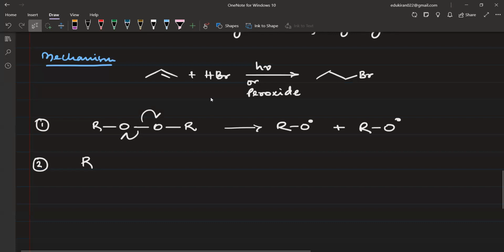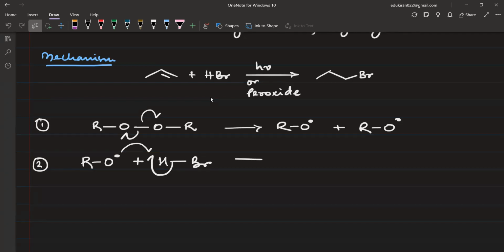In the second step, this RO free radical reacts with hydrogen and Br. Now here what happens? The oxygen free radical comes with its own 1 electron, the hydrogen comes with its 1 electron, and they form alcohol. And then we are remaining with Br free radical. So this one Br free radical is remaining.